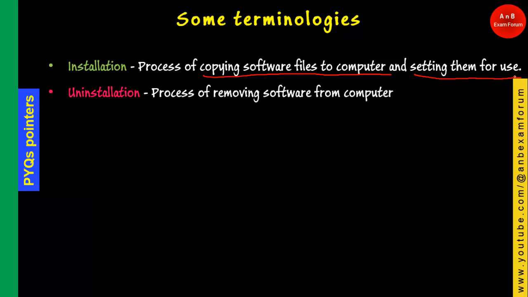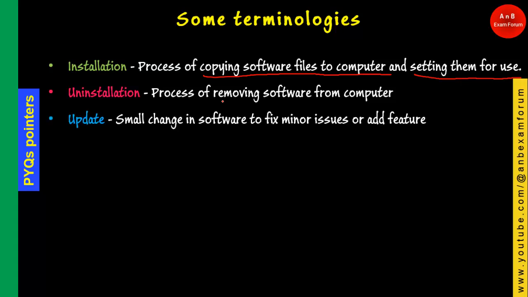Uninstallation is the reverse of installation, where you are going to remove the software from the computer. Installation means you are copying the software file into the computer, whereas uninstallation is a process of removing the software from the computer. And update, so you have seen on your mobile and desktop PC there will be an update notification. So update means there will be a small change to fix a minor issue or some feature addition. So update is basically a type of fix.